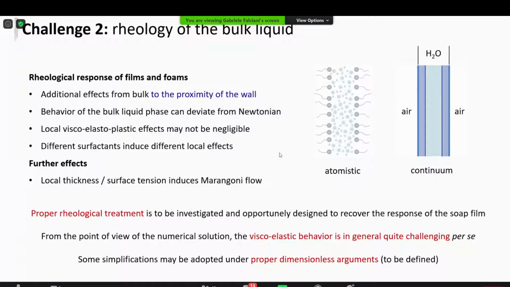The soap film cannot be modeled as a simple layer of water, which is a Newtonian liquid, but rather it should be modeled as a liquid where density and viscosity are varying. In other words, this means that the local visco-elastoplastic effects may be not negligible. Furthermore, if the thickness or the curvature of the soap film changes, this will induce a Marangoni flow from one part to the other of the soap film.